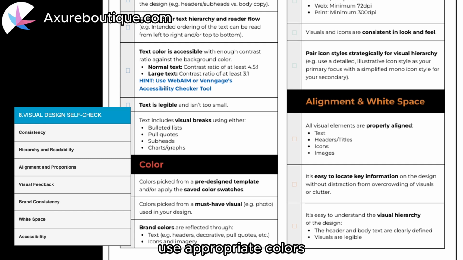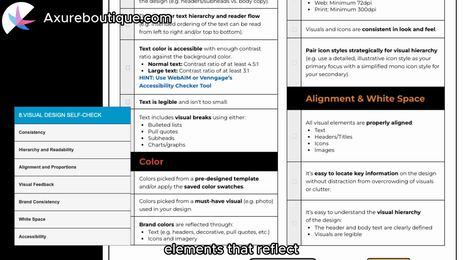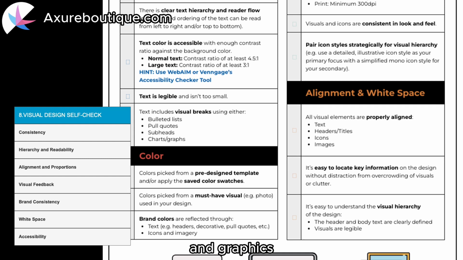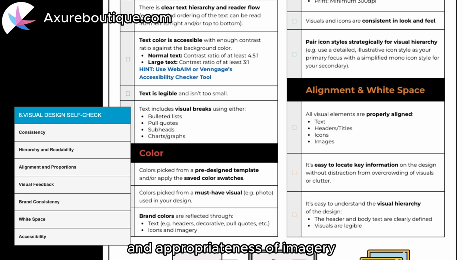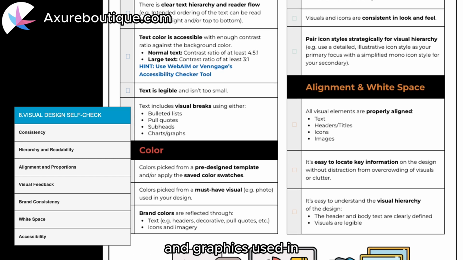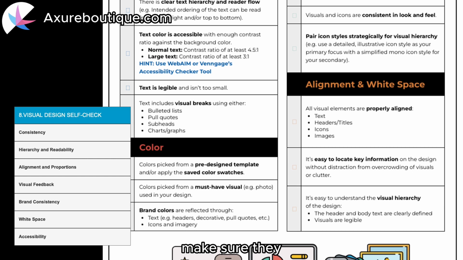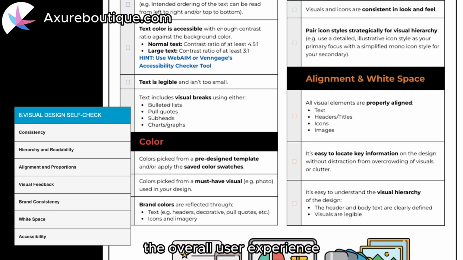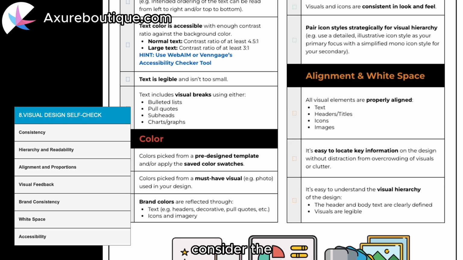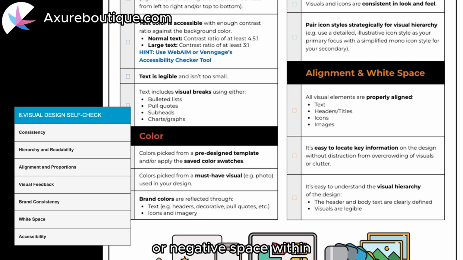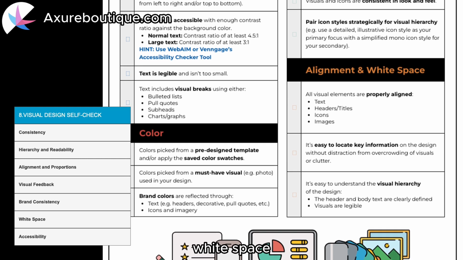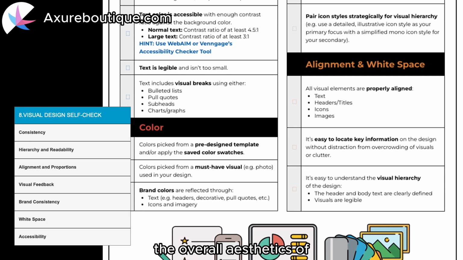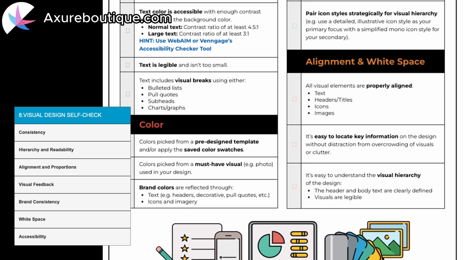Use appropriate colors, typography, and visual elements that reflect your brand's personality and values. Imagery and graphics. Evaluate the quality and appropriateness of imagery and graphics used in your design. Make sure they are relevant, high resolution, and enhance the overall user experience. White space. Consider the use of white space or negative space within your design. White space helps create visual breathing room, improves readability, and enhances the overall aesthetics of your design.